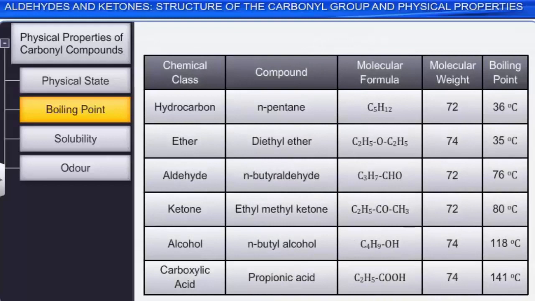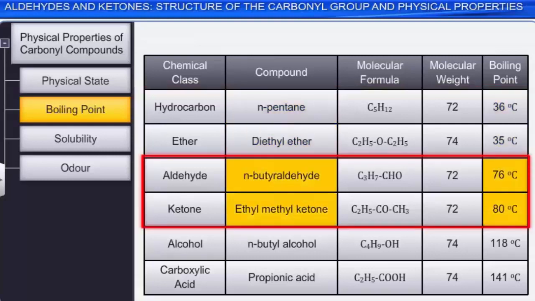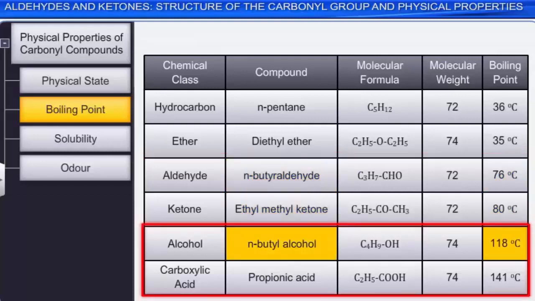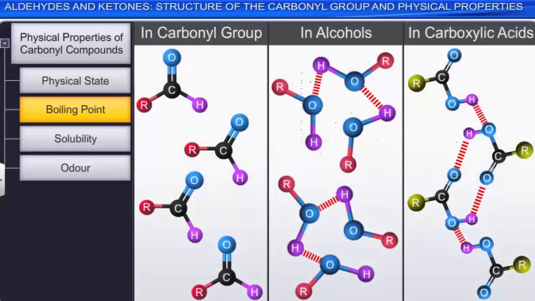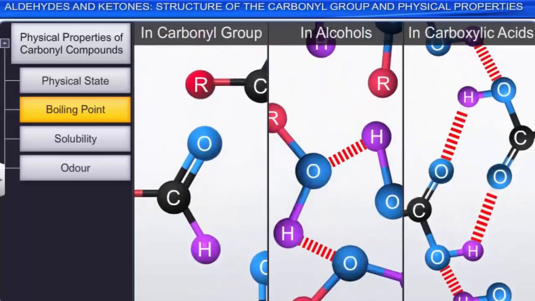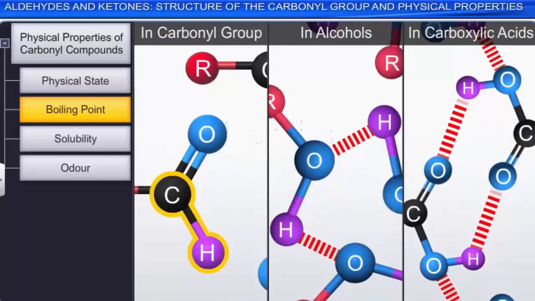Observe this table about compounds of almost similar molecular weights, 72 to 74. We see that non-polar hydrocarbons, like n-pentane, and weakly polar diethyl ether have lower boiling points than that of polar n-butyraldehyde and ethyl methyl ketone. However, their boiling points are lower than that of n-butyl alcohol and propionic acid. This is because carbonyl compounds are not capable of forming intermolecular hydrogen bonding by themselves, since they contain a hydrogen bonded to carbon, but not to oxygen.